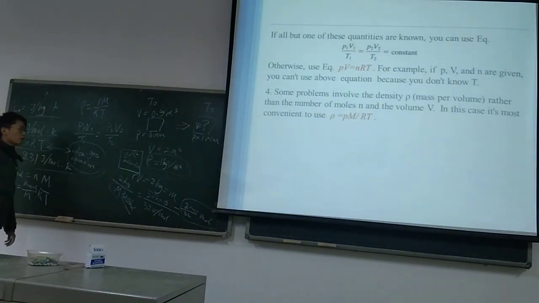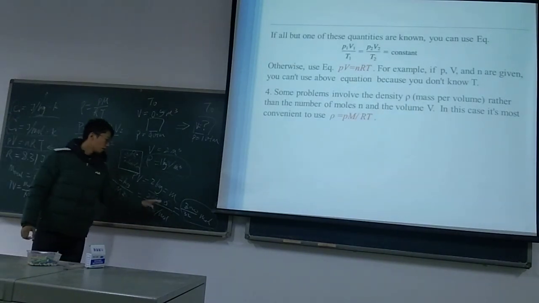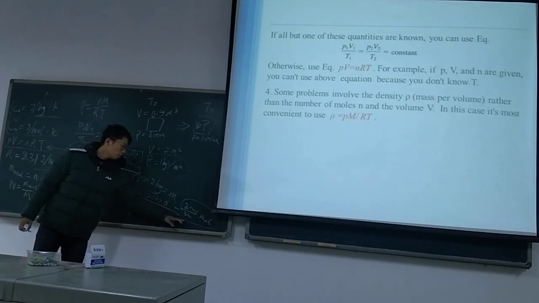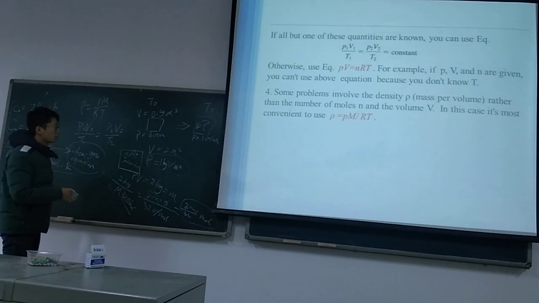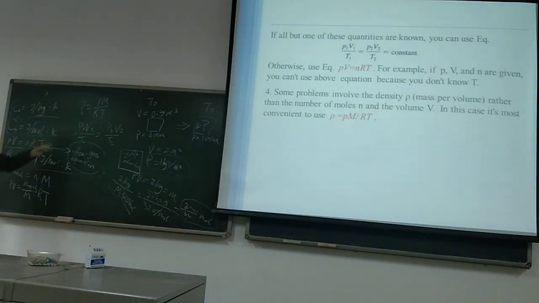Therefore, no matter which one is given, the mass, or the number of moles, or the rho, they can be translated into each other. Which means you don't need to remember lots of equations. The most important one, PV equals nRT, must be remembered. And the value of R must be remembered. M total equals n times the mass of one mole of the molecules.